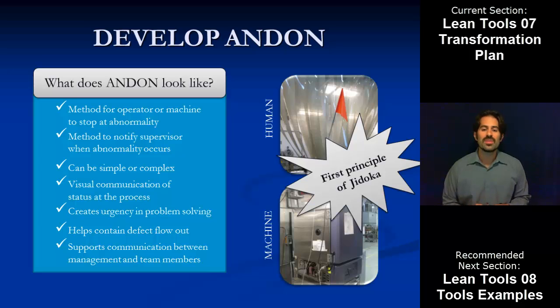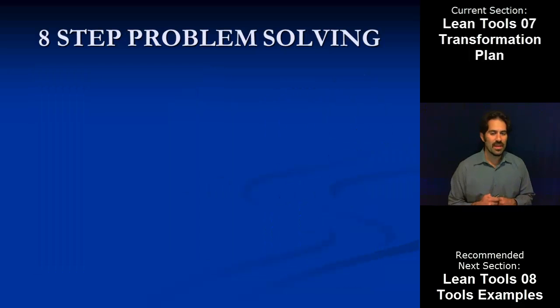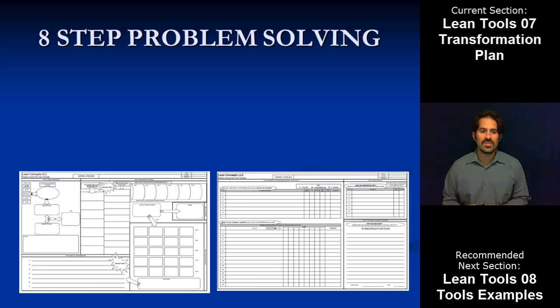It also happens to be the first principle of Jidoka there as well. Kind of that column. This is where we start working it in. The idea of stopping and notifying of an abnormality. Then at this point, we take a look and make sure that we have 8-step problem solving in place. We covered that in the module.